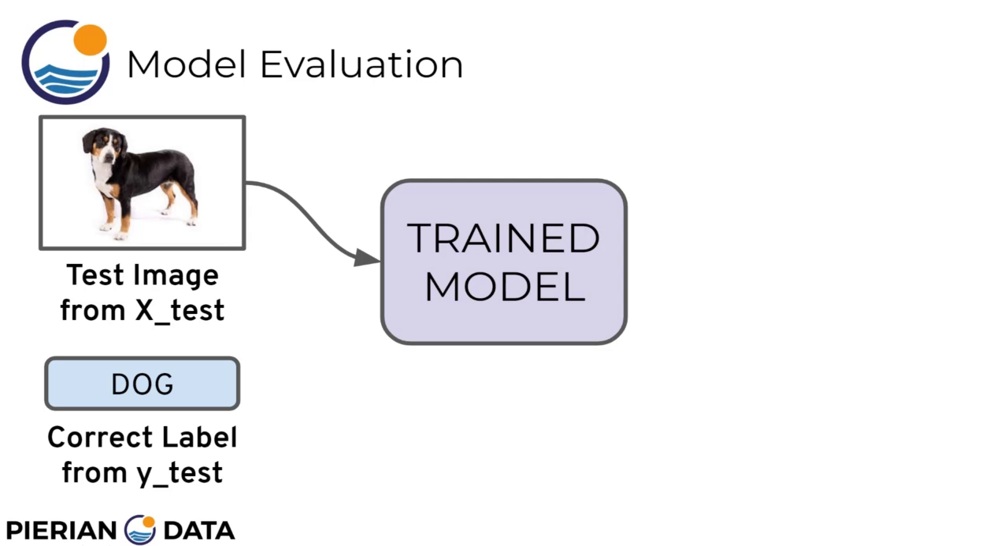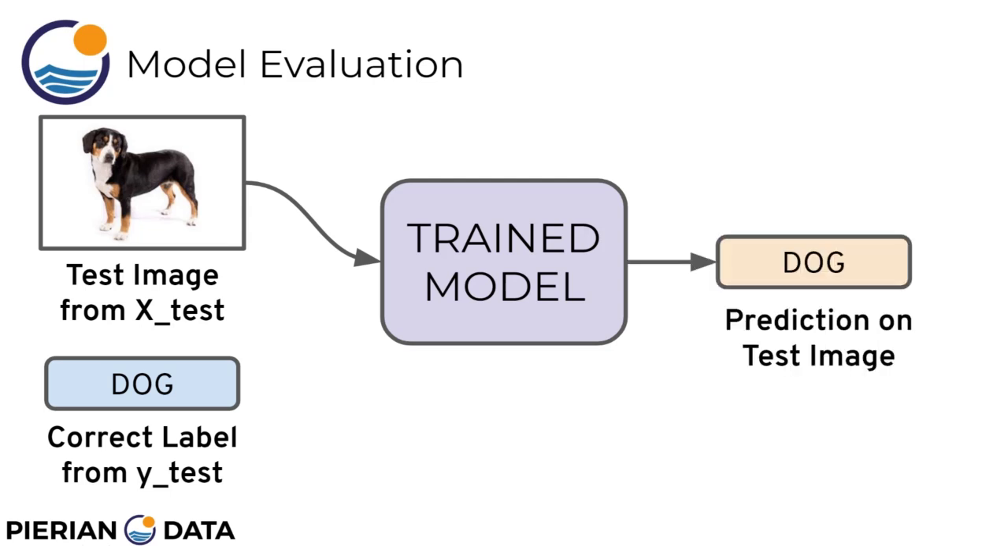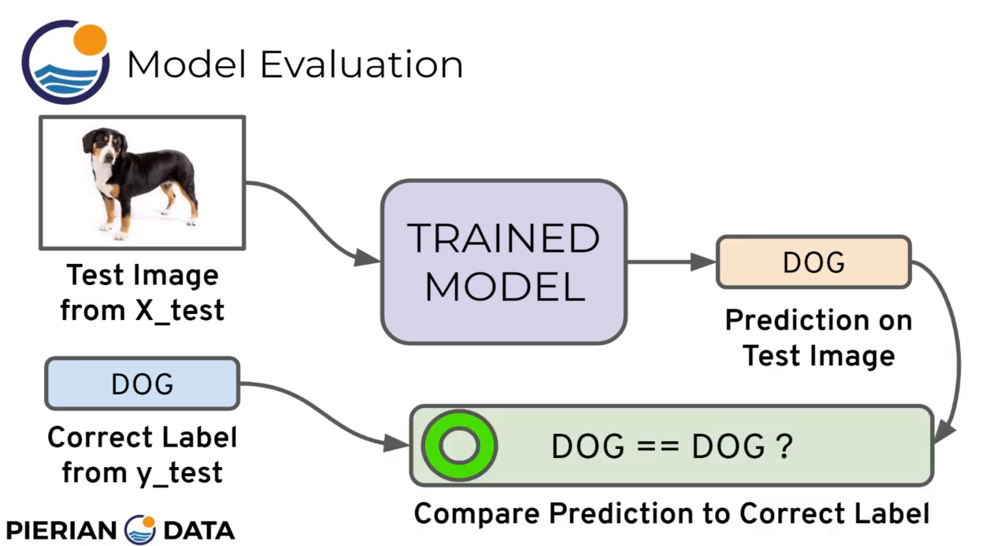So what we're going to do is feed in the features, in this case the image, into our already trained model. And then the model is going to make some prediction. So the model predicts that this is a dog. And then we compare the prediction to the correct label. So does dog equal dog? And in this case, it was correct. However, maybe it predicted that this image was a cat. And in this case, this comparison to the correct label would be incorrect. And these are essentially the only two situations. Either you're right or you're wrong, correct or incorrect.